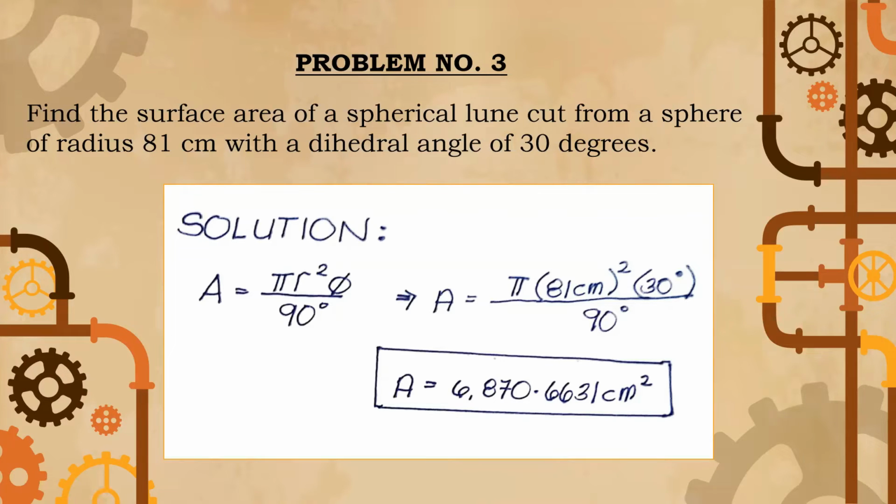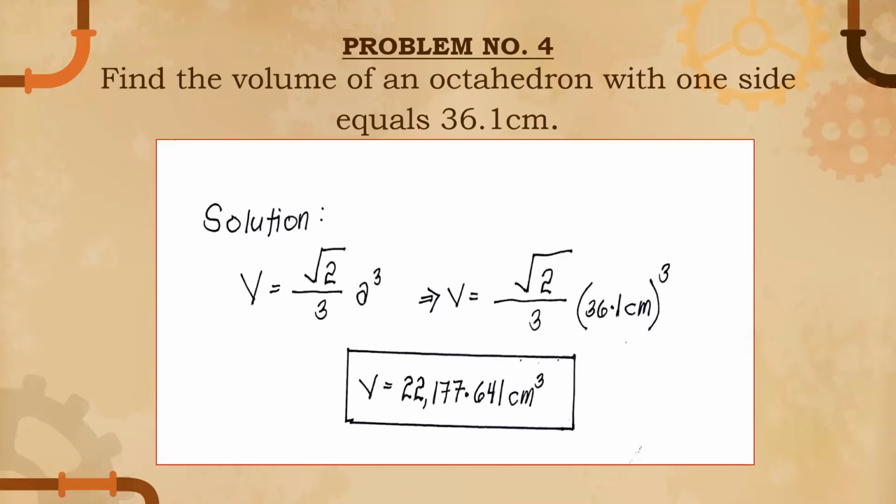Problem number 3. So, find the surface area of a spherical lune cut from a sphere of radius 81 cm with a dihedral angle of 30 degrees. So, as we all know, the formula for the area of a spherical lune is pi r squared times theta over 90 degrees. So, based on the problem, the given radius is 81 and the given angle is 30. So, by substitution, we have an area of 6,870.6631 square centimeters.